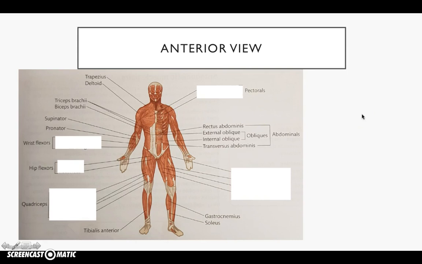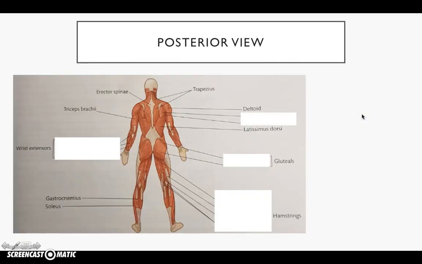So then we're going to go on to the posterior view now. So posterior view, here's your trapezius again. This is it from looking at it from the posterior view, so you can see how big it is. So it actually comes down here and then all the way down to the middle of your back. That is your trapezius, this whole muscle in here.